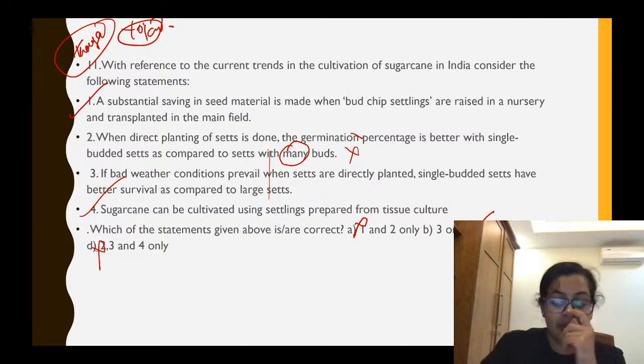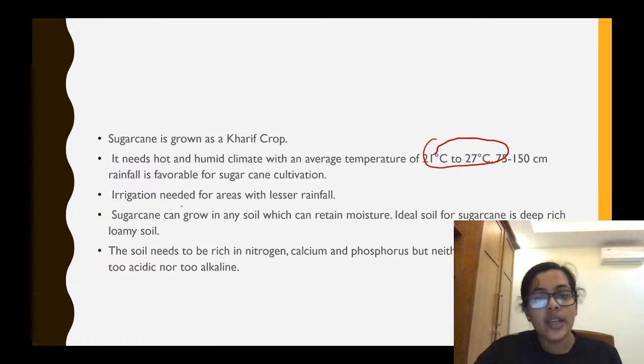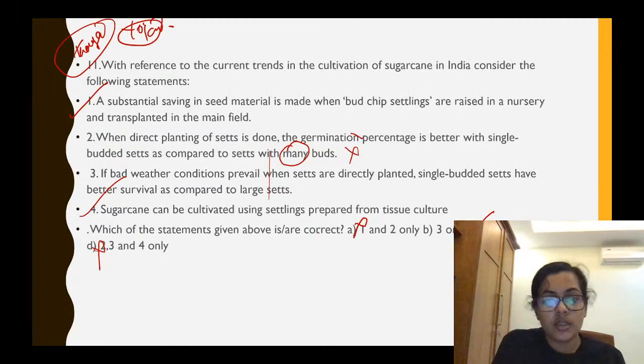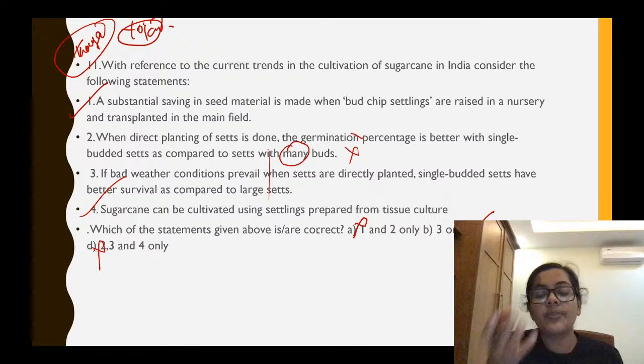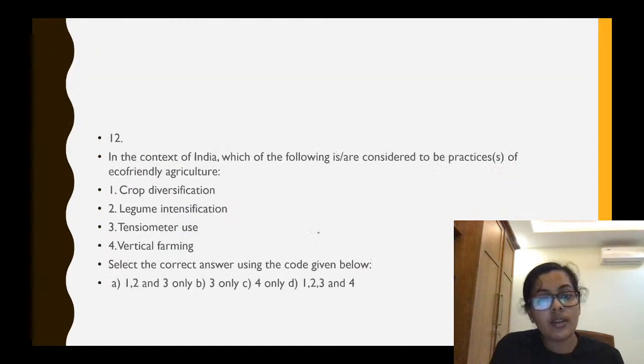Done. Now we'll see it. What is sugarcane? Sugarcane is a cash crop. The temperature to grow sugarcane is 21 degrees Celsius to 27 degrees Celsius, with 75 to 150 centimeter rainfall. Irrigation is needed for areas with low rainfall, and these are the two methods we are using in our country, mainly budding and tissue culture in sugarcane. Settlings are raised in a nursery and transplanted in the main field. So this is a technique for cultivation. Fine, much explanation is not needed. This is a direct link. We'll go to the next question.